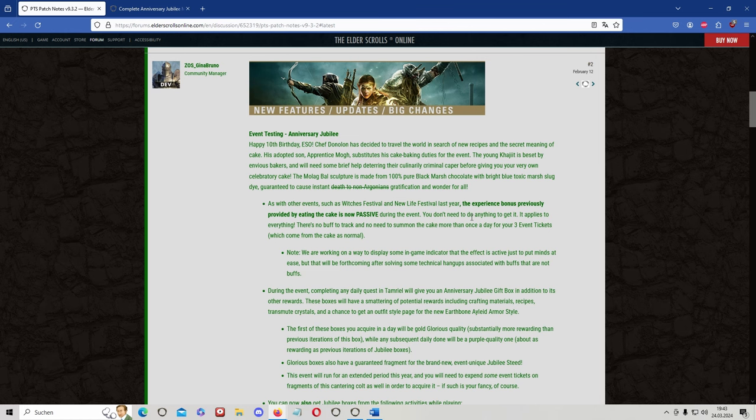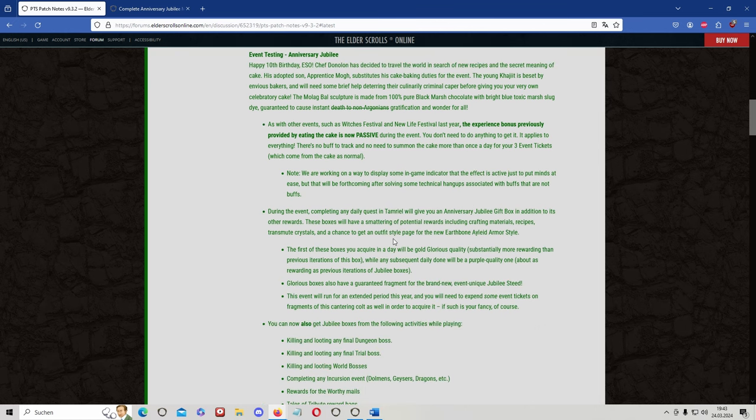As usual, any daily quest will give one Anniversary Jubilee gift box, which players will hunt a lot during these events, as it will contain a lot of great items, as you can see here. This year, a new style, the Earthbound Allied Armor style, can be found during these boxes as well.